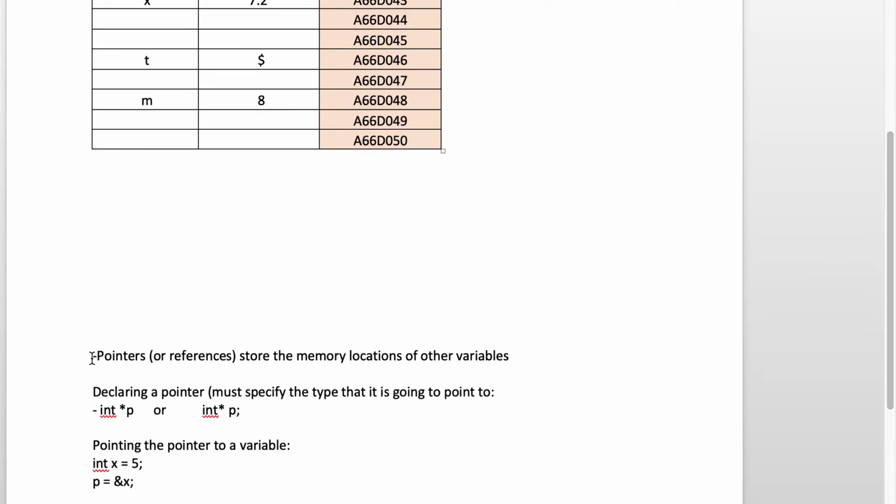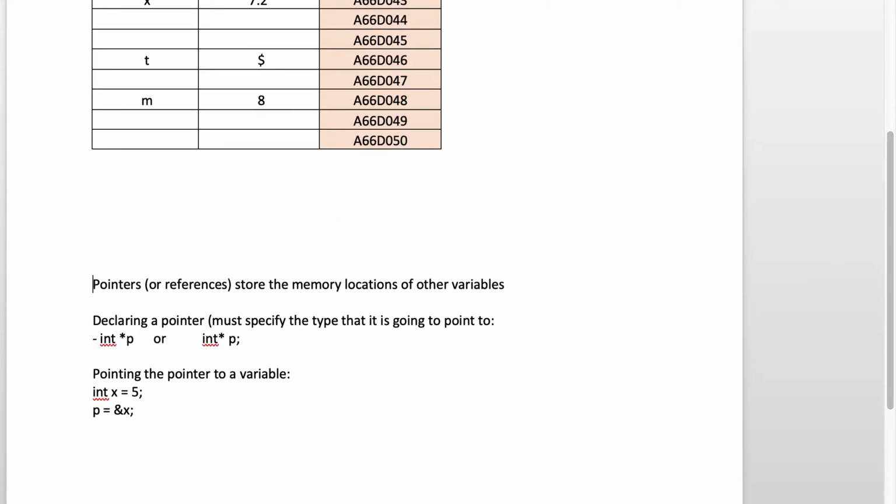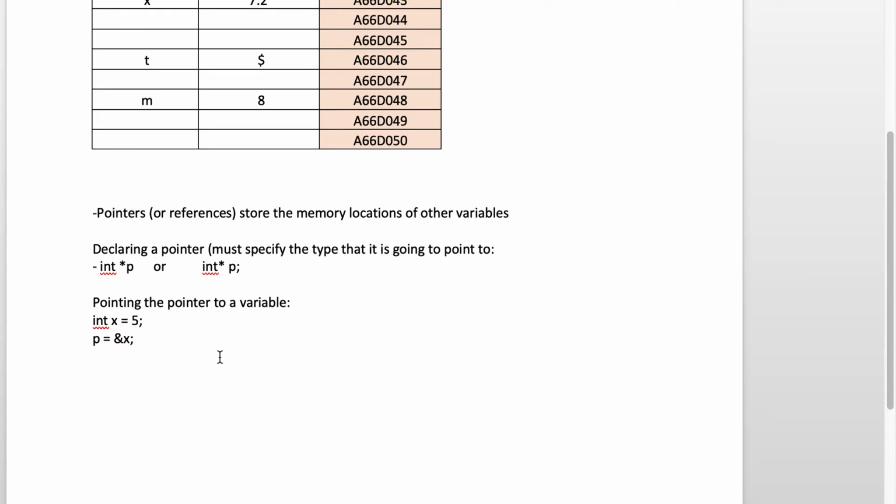So a pointer, or sometimes they're referred to as references, stores memory locations. Pointers store the memory locations of other variables. For example, if I wanted to store the memory location of m. And again, you might find this not useful now, but it is useful later on down the road. I just want you to be aware of these things.